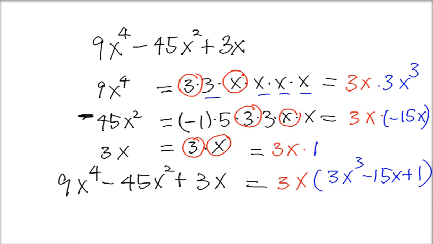Now let's verify the result. Multiply this out. 3x times 3x cubed is 9x to the 4th. That's right here. 3x times negative 15x. 3 times negative 15 is negative 45. X times x is x squared. That's right here. 3x times plus 1 is 3x.